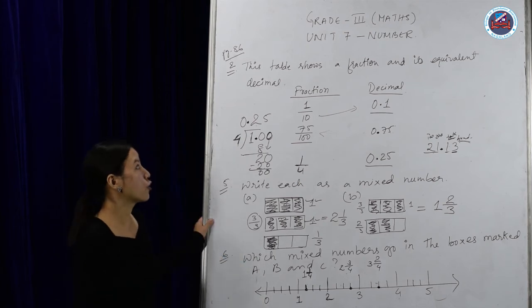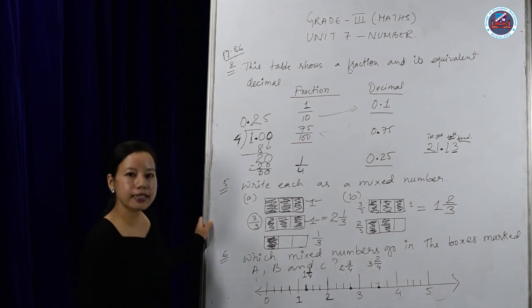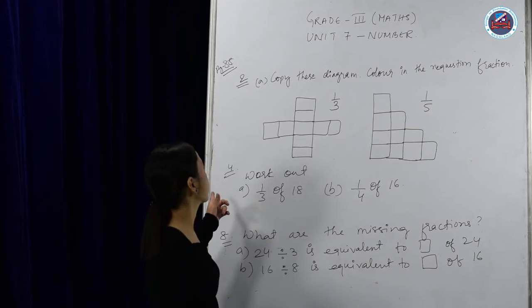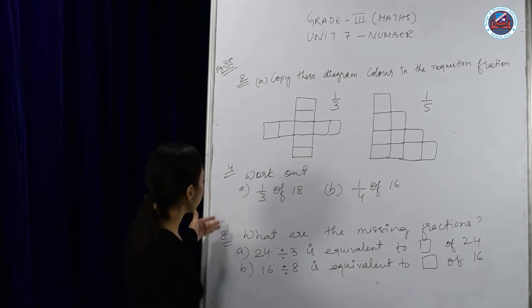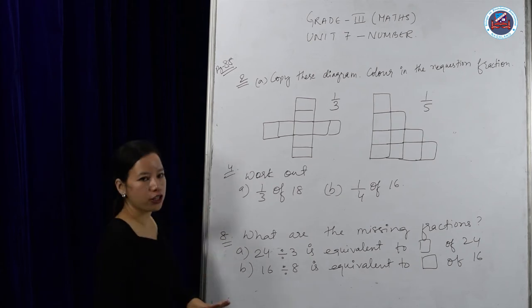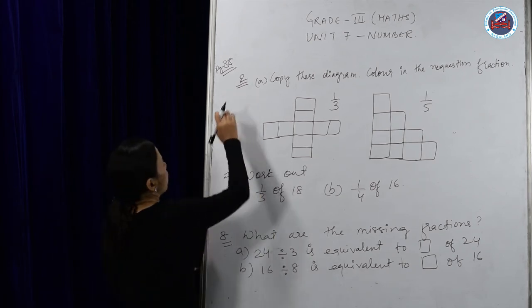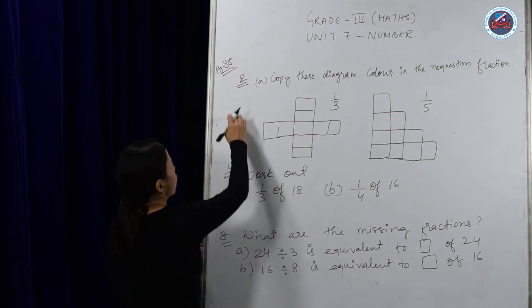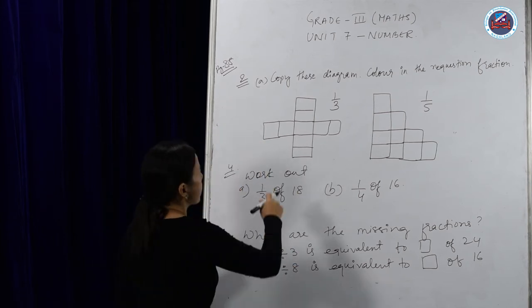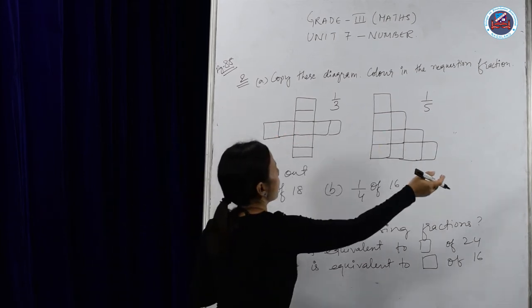Okay, so let's do some more questions again. All right, now let's try some more questions from these chapters. So we have 3 questions. This will be the last 3 questions. Okay, so the first questions are taken from page number 88. So this first question, question number 2, says copy this diagram, coloring the requested fraction.